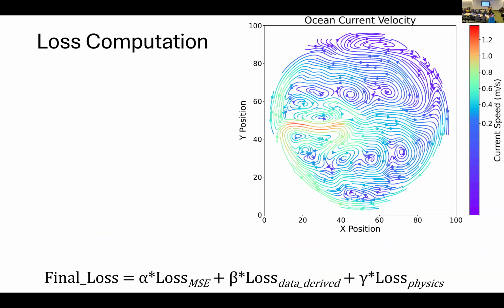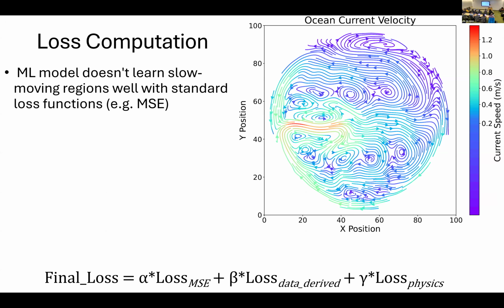And the reason why these slow-moving regions aren't predicted well is due to the loss function. For example, mean squared error. It's not giving a large enough penalty to slow-moving regions, which results in the model not learning these well. It doesn't prioritize the slow-moving regions compared to the fast.